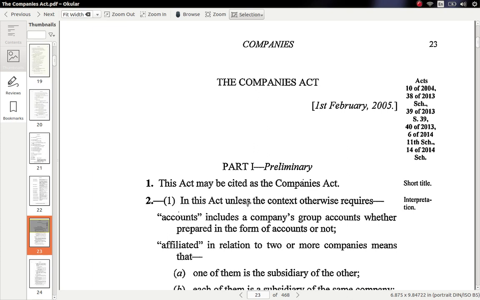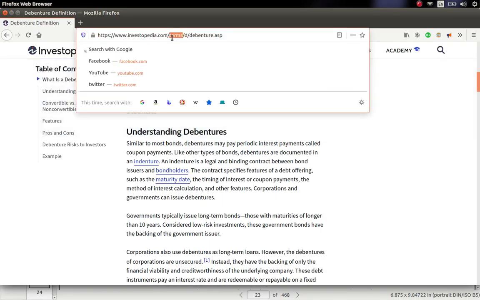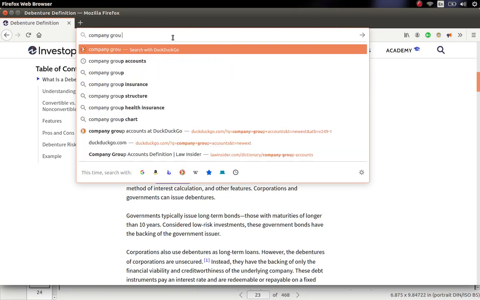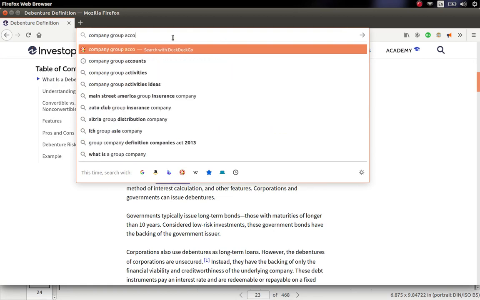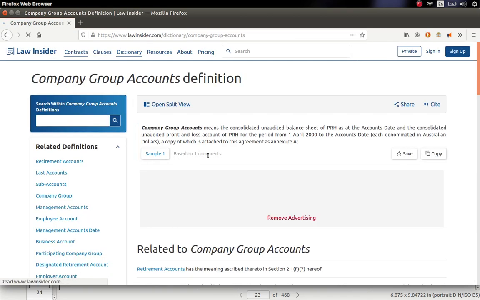Subsection 1. In this act, unless the context otherwise requires, accounts includes a company's group accounts, whether prepared in the form of accounts or not. Company group accounts. Let us see what that is about. Company group accounts. What is that? We want to look at some definitions as we go along.